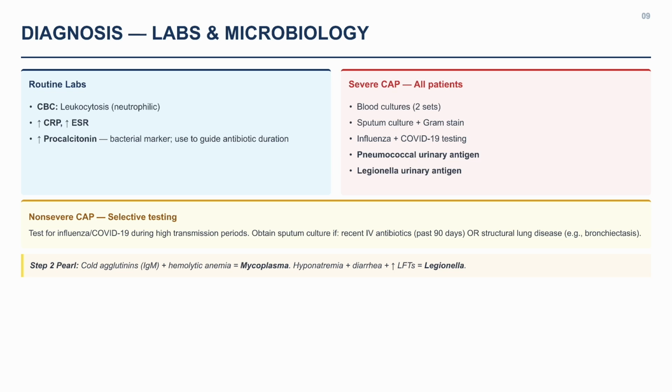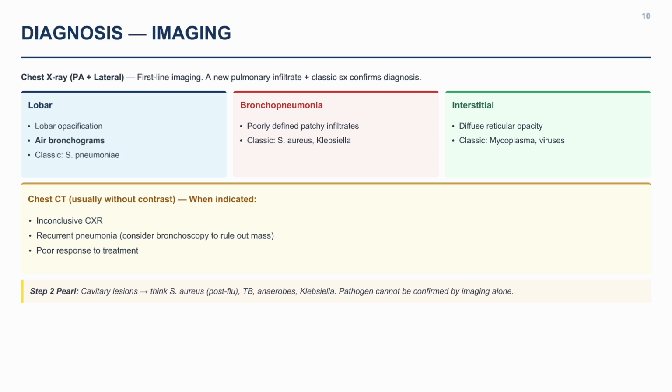The Step 2 Pearl. Cold agglutinins with hemolytic anemia points to mycoplasma. Hyponatremia, diarrhea, and elevated LFTs point to Legionella. Chest X-ray with PA and lateral views is the first-line imaging study. A new pulmonary infiltrate in a patient with classic symptoms confirms the diagnosis of pneumonia.